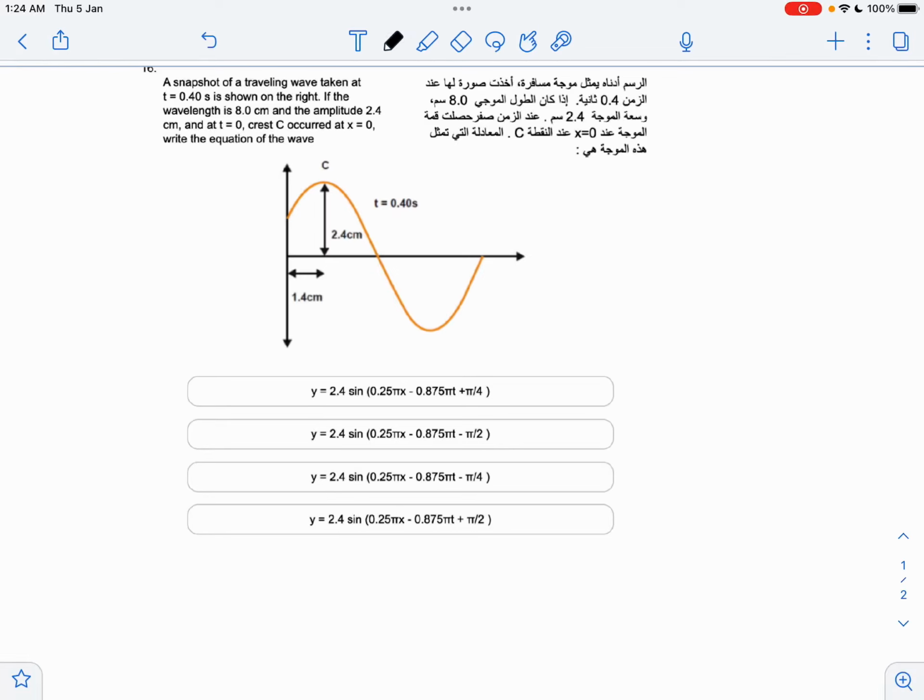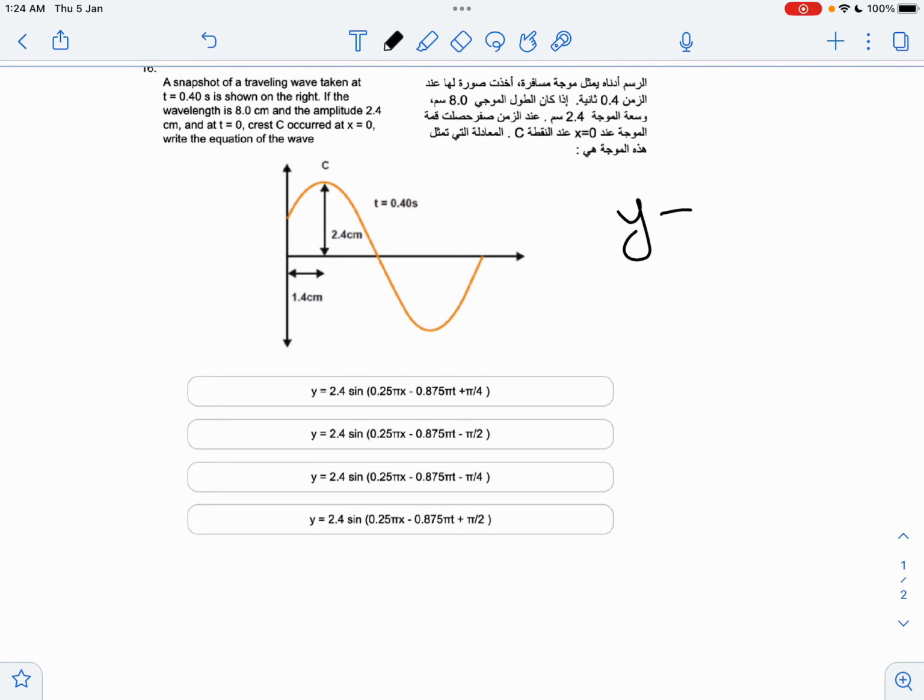Hi everyone. In this EmSAT problem, you have a wave that's propagating to the right side. And they are asking you which of those functions or equations is correct. So, first of all, we don't need to know the general function of a wave.